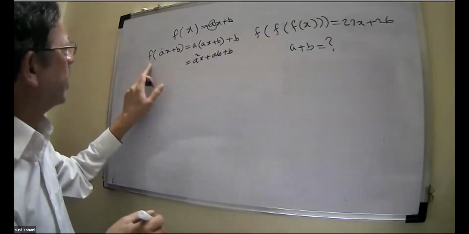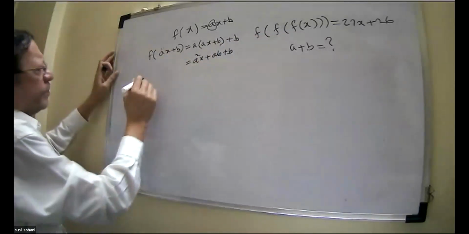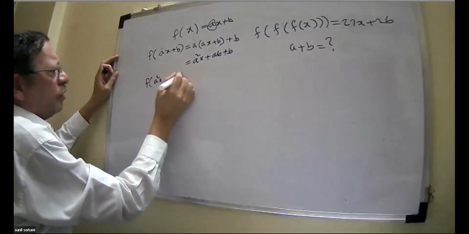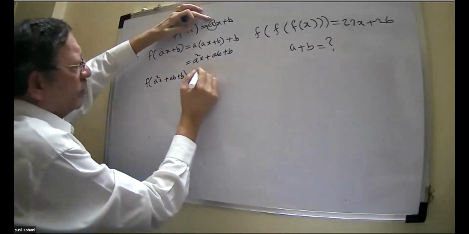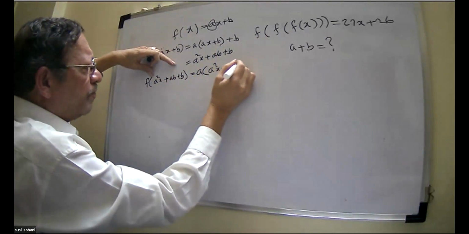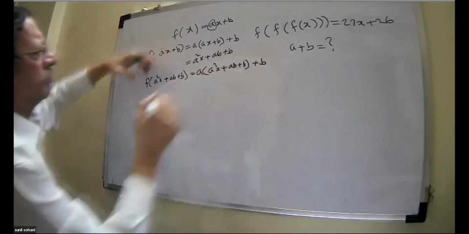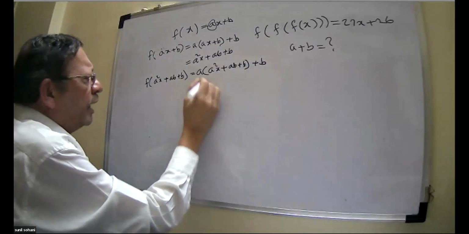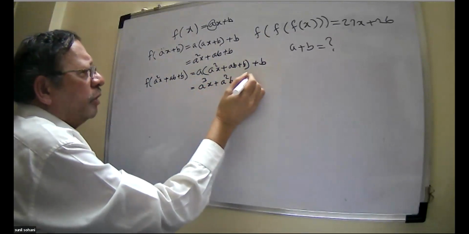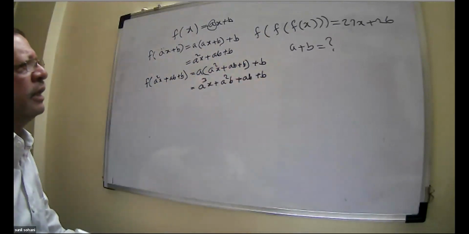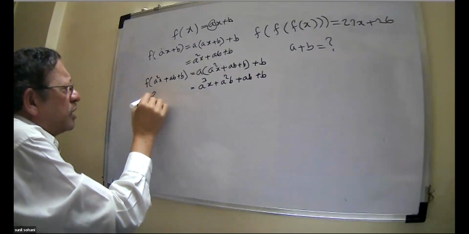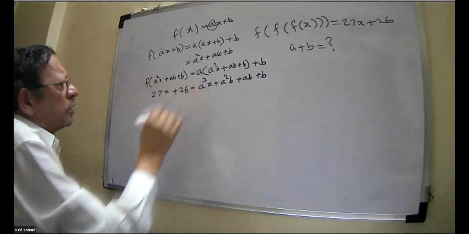Now this is the first part. One more part: we have to take the function of this again. So the function of a square x plus ab plus b will be a times the function value, a square x plus ab plus b, plus the constant b. This calculation leads to a cube x plus a square b plus ab plus b. And this value they have given in the question as 27x plus 26.